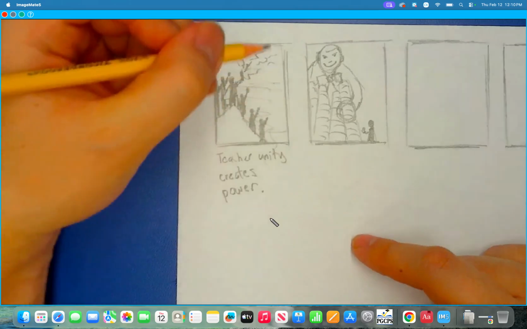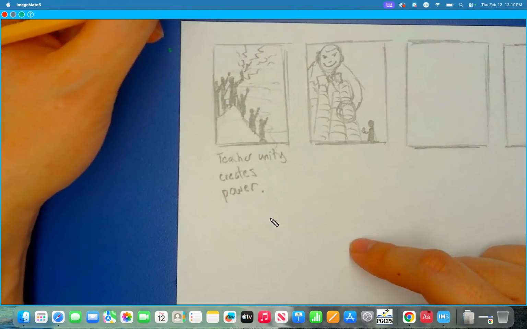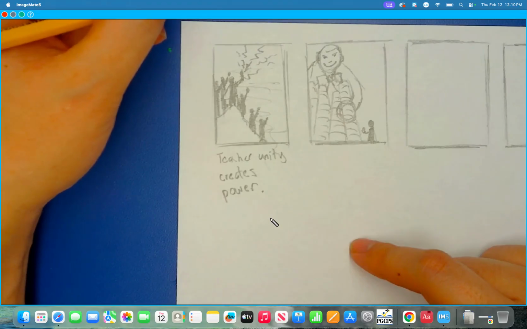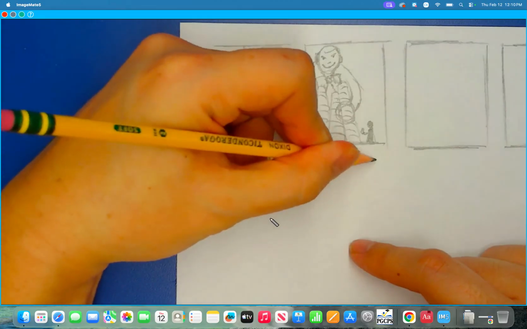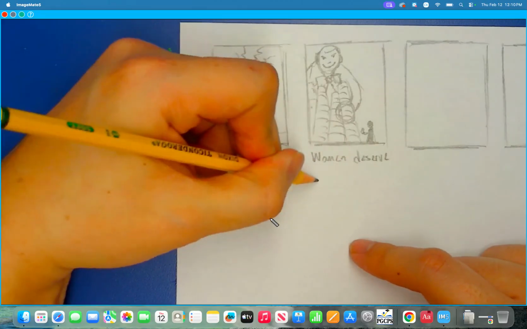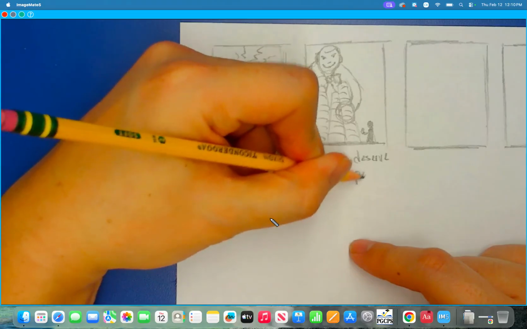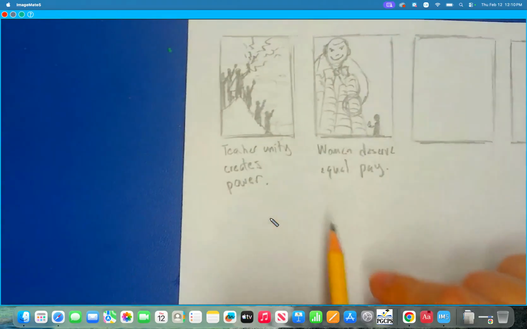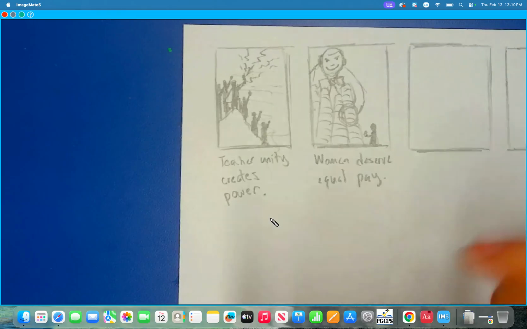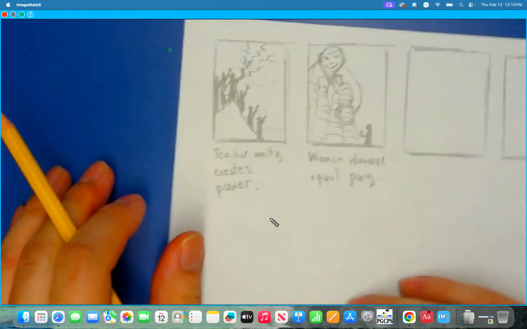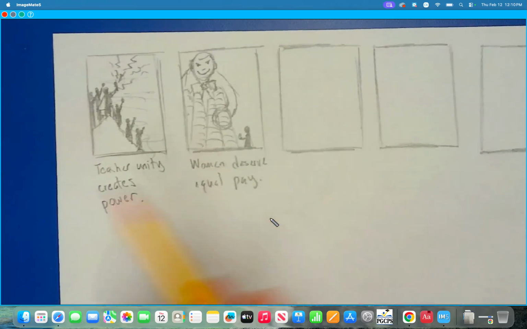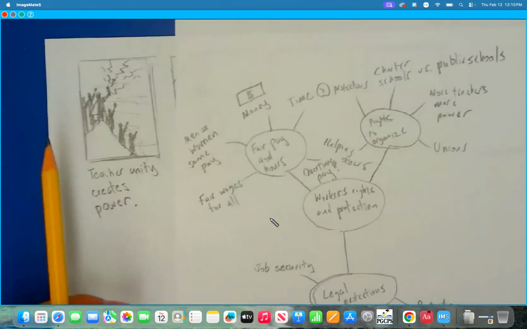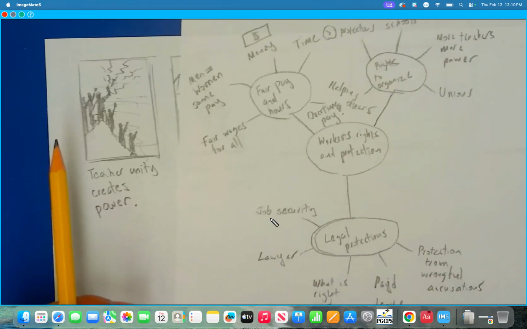So I could say for my message, women deserve equal pay. So you want to think about a message that makes sense. It's clear, quick, and you can always change it up when you're working on it. Okay, but start to come up with some more ideas with your thumbnail sketches. Really do take your time with the drawings.